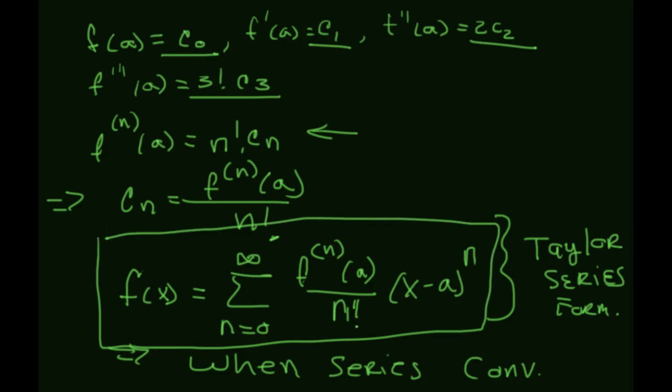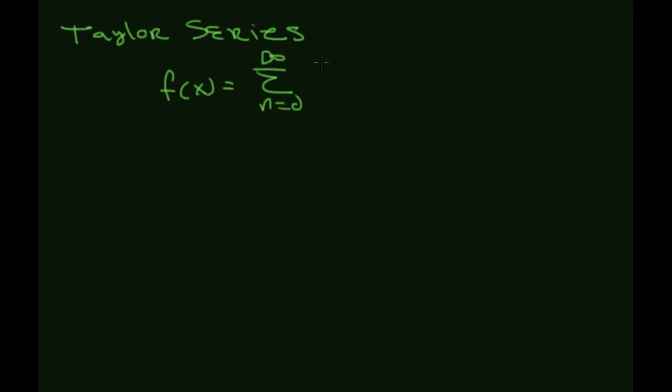Okay, so let's get to a clean board. A Taylor series is f of x equals the sum from n equals 0 to infinity of the nth derivative of f at a over n factorial times x minus a to the n.